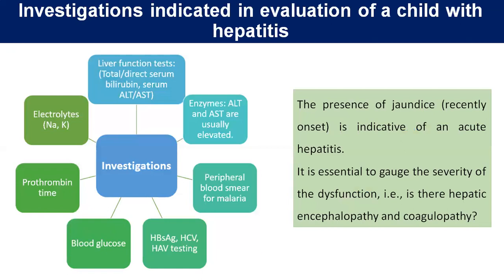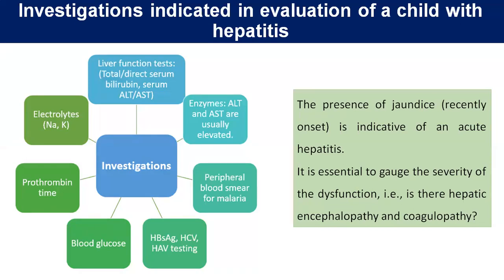So the investigations indicated in evaluation of a child with hepatitis. Firstly, we will do a liver function test, which includes total and direct serum bilirubin, and the liver enzymes ALT, AST. ALT and AST are usually elevated. We should also look at the peripheral blood smear to look for malarial parasite, which is a common cause. We have to test for the hepatitis viruses like HBsAg, HCV, and HIV test.